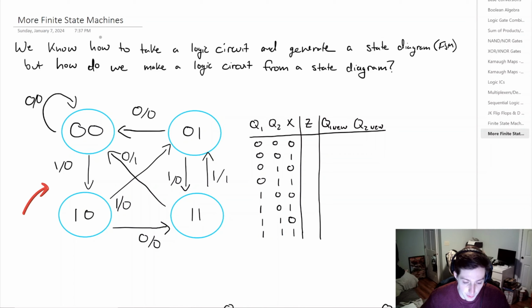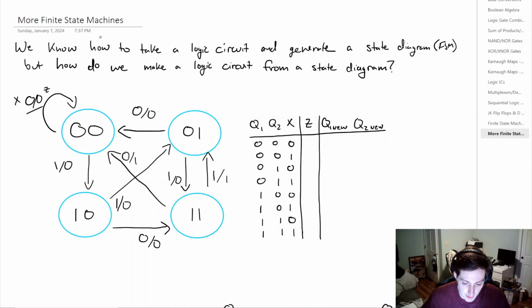So on the left here, we have our state diagram, where we have states 00, 01, 10, and 11. And we have arrows which dictate jumping to the next state. We also have this notation where we have the input, then a slash, and then the output. In this case, our states are represented by Q1 and Q2, and the input is going to be X, and the output is going to be Z.